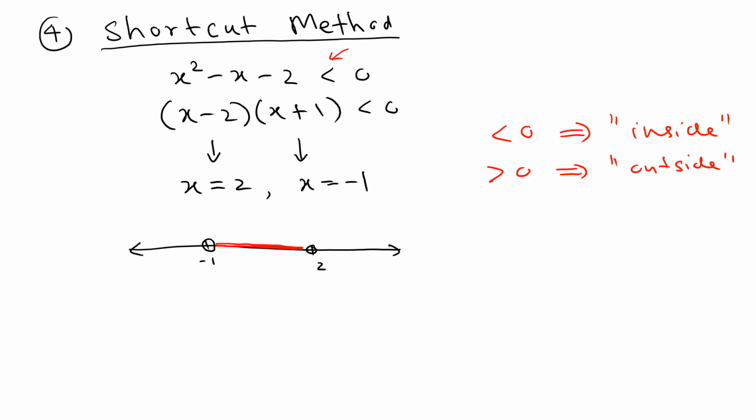So if it is less than, it is inside. Greater than, it is outside. So if you have a greater than sign, we can pick the outside. It's inside, outside. It's very simple. So your solution is -1 to 2. That's the solution. So simple. That's the shortcut method, and you can use this for advanced classes like calculus, pre-calculus, things like that.